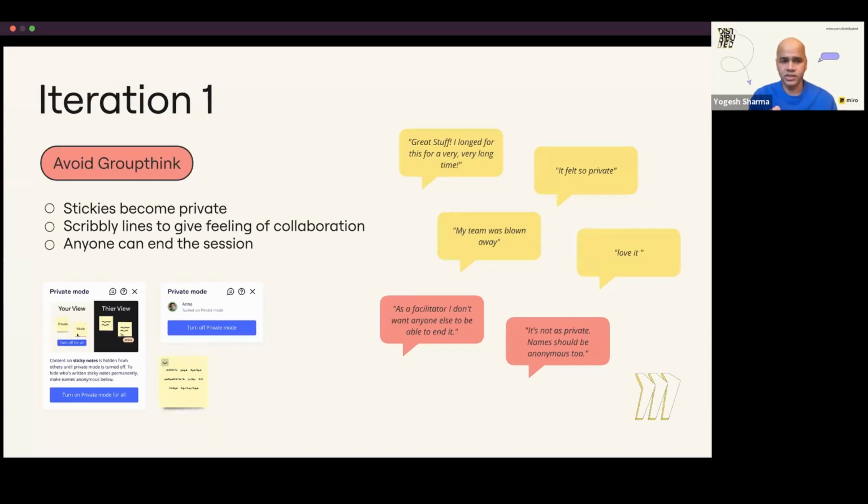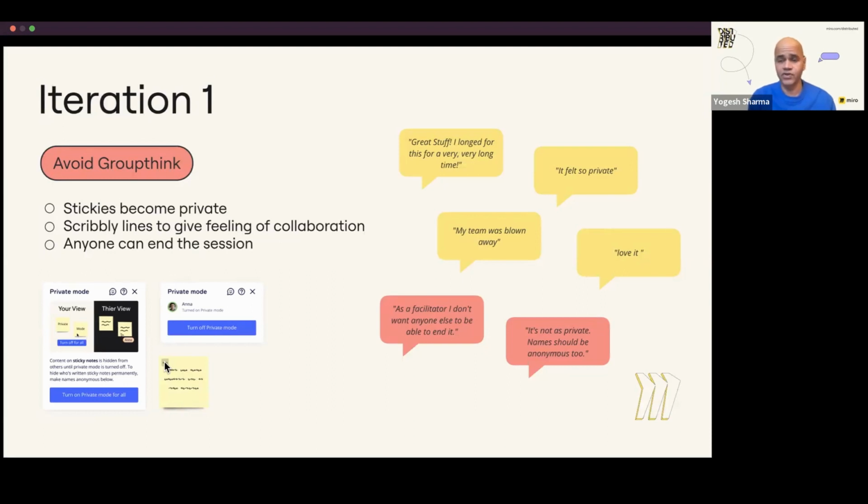The first iteration that we had was about avoiding groupthink, which means that in the first version, we did not have the option to keep names anonymous. But we did have things like the scribbly lines that Hoi was talking about, or the little eye icon to show that this sticky note is private. And we did not have the option for the facilitators to control who can end the session.